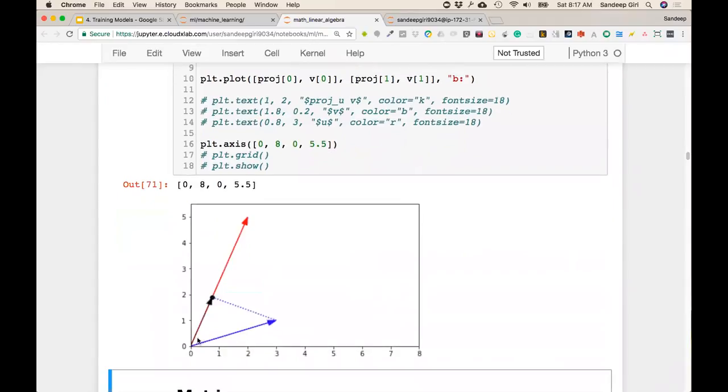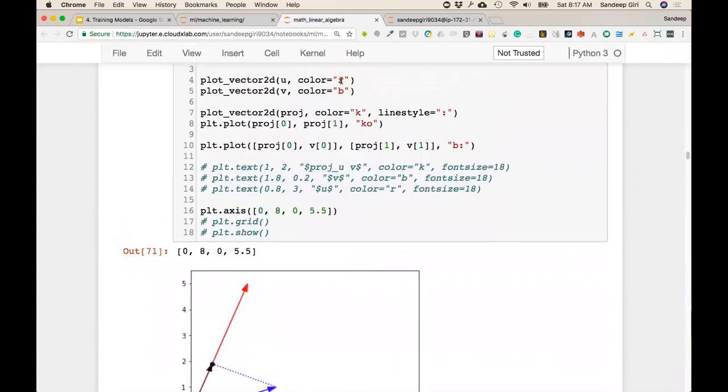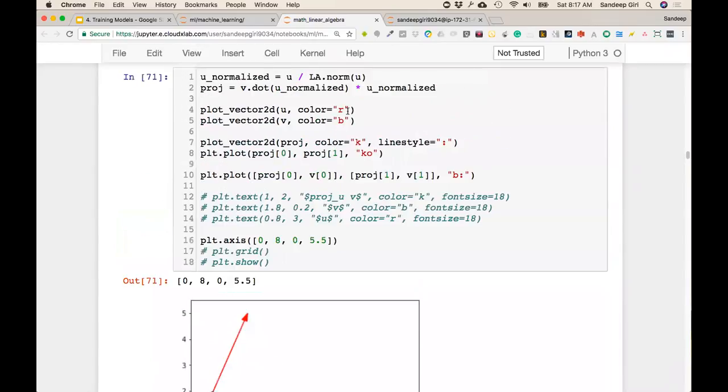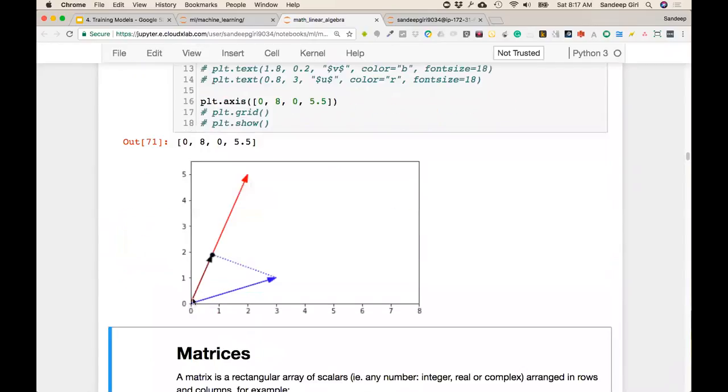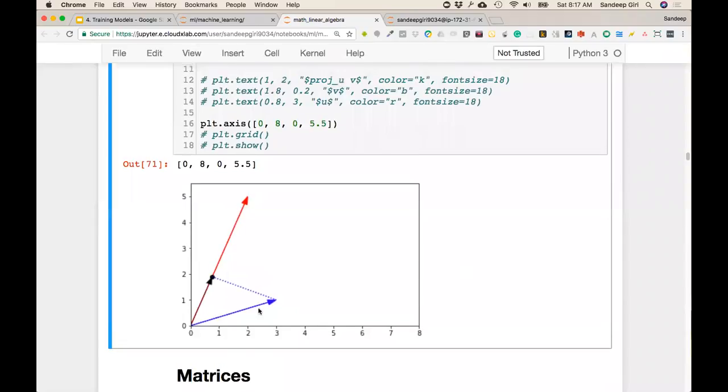Okay, so here this is your U. We are plotting here. The red one is the U and the blue is V. So let's say this is the U vector, this is the V vector. So projecting means finding this distance, finding this vector. That's what projecting V on U means.